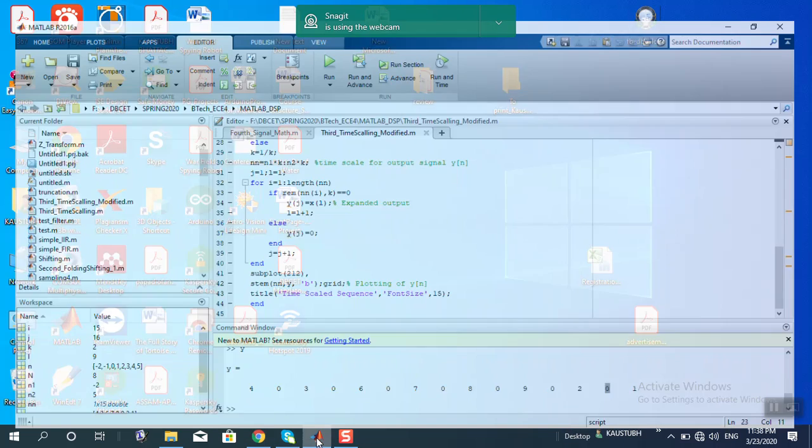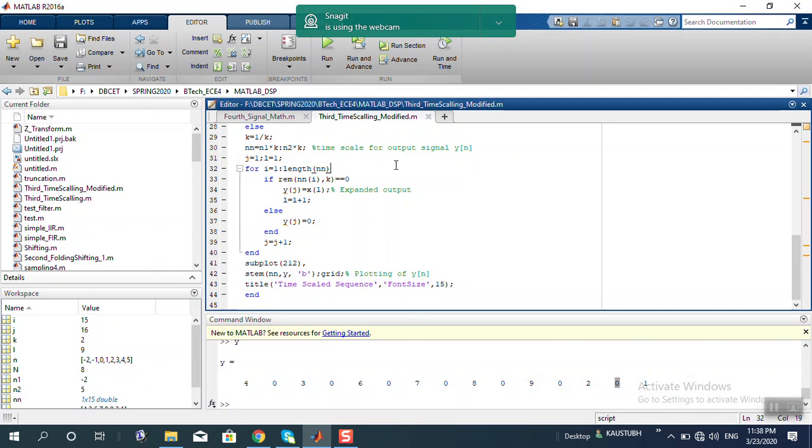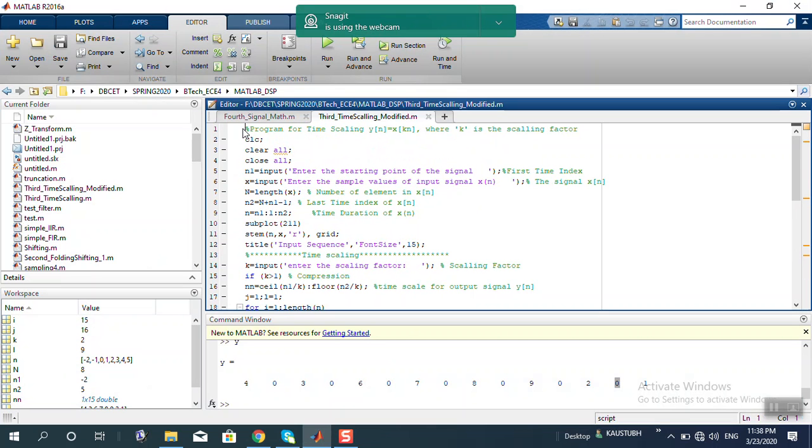Hello everyone, we are going to start this MATLAB program for the time scaling. This is the program for the time scaling, and it is denoted by y of n equal to x of kn, where k is the scale factor. If k is greater than 1, of course it has to be an integer, then it is downsampling, also called decimation, also called compression.